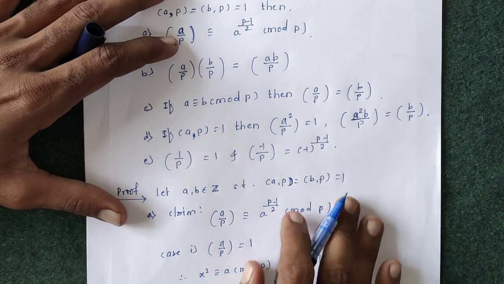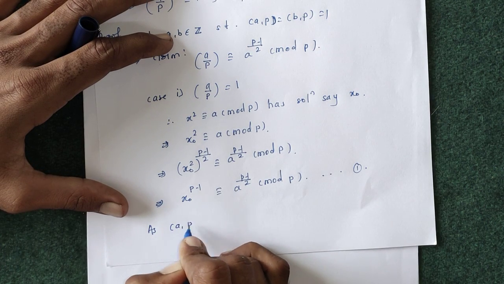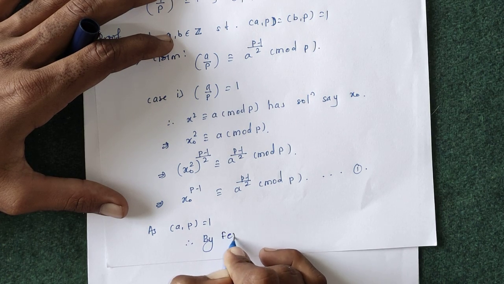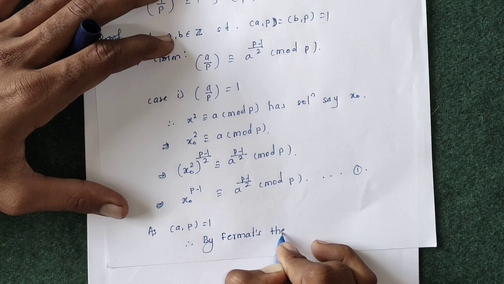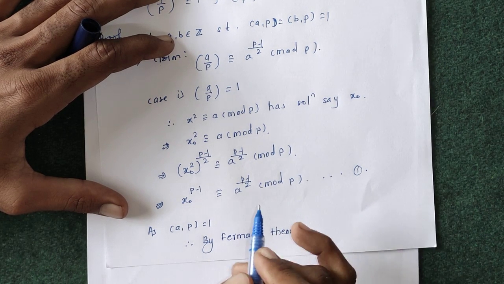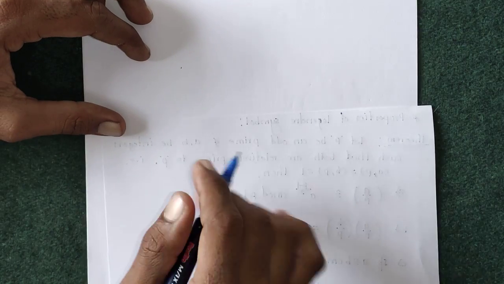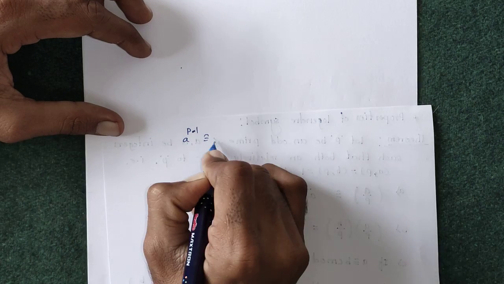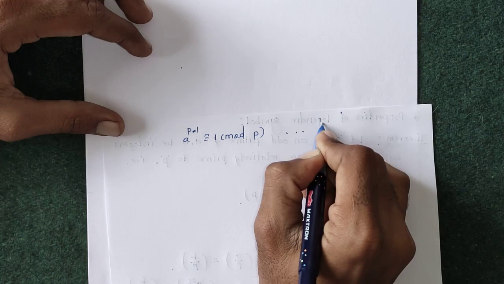So we can use Fermat's theorem. As GCD of a and p is equal to 1, therefore by using Fermat's theorem we can write a raised to p minus 1 is congruent to 1 mod p. So by Fermat's theorem we have a raised to p minus 1 is congruent to 1 mod p. This is, suppose, equation number 2.